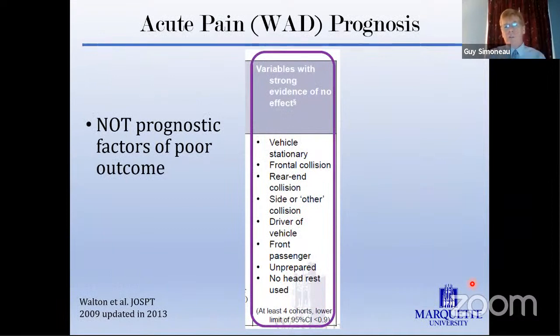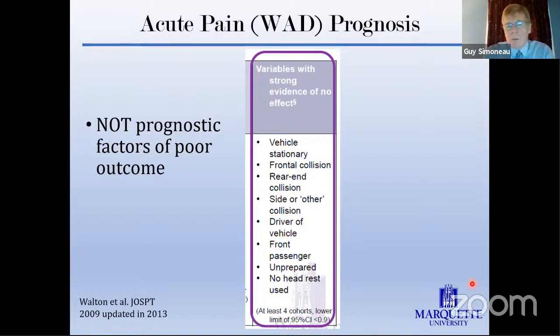So the role of all of those was really to say, how do I manage those patients early on? How much attention should I give to them? How much treatment should I give to them as I monitor their changes over time? What's interesting is that the details of the collision itself has been shown not to be prognostic of outcomes.